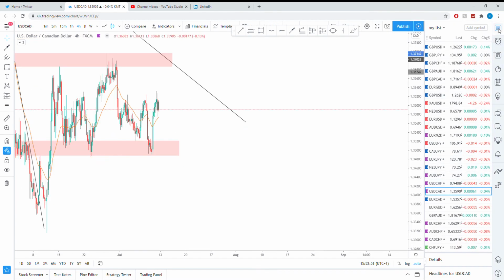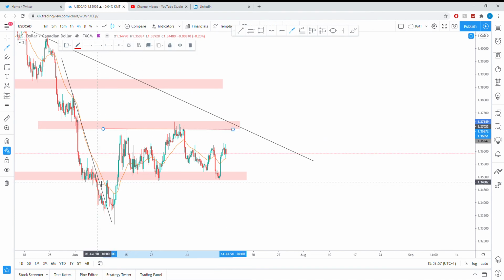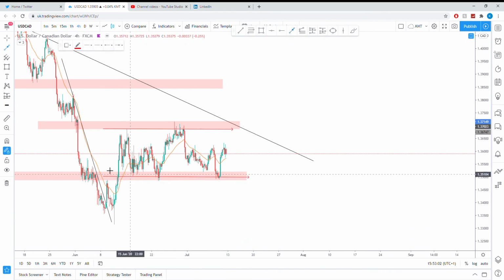So looking at USDCAD, pretty much we're in a ranging motion again still. So we have this level in the market and also this level in the market as well. So clearly we can see we're in a ranging market. Why? Because we're moving sideways, not up and down.